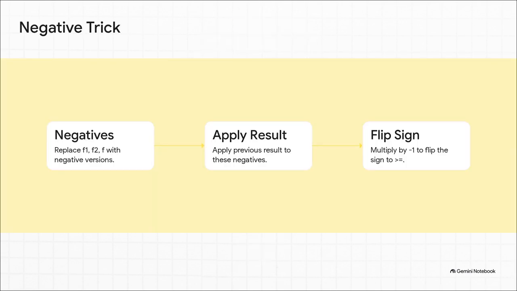Enter step 9, the negative trick. We completely flip the script and replace our functions f1, f2 and f with their negative counterparts. We replaced them and applied that same result 4 directly to this. The genius part: when you multiply both sides of the equation by -1, the negative signs vanish and, by the rules of algebra, the inequality sign flips from less than to greater than or equal to. Boom! That gives us result 5.